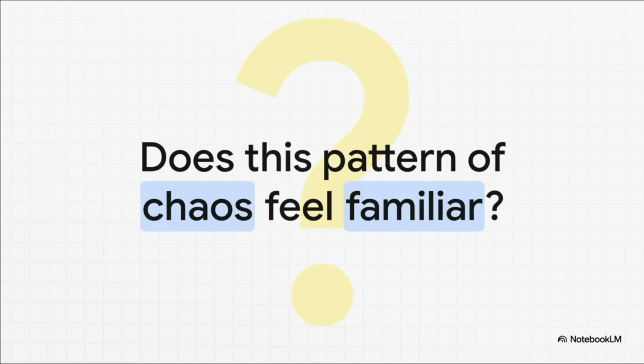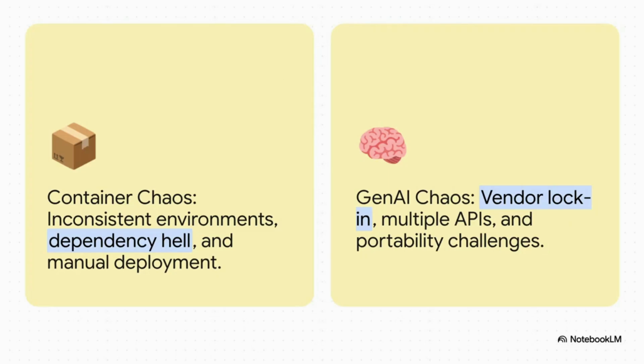Now, if this whole story, this spiral into chaos, sounds familiar, that's because it should. We have absolutely seen this exact pattern play out before in tech. This isn't a new problem, it's just happening in a new space. I mean, just think back a few years to the world of containers. It was the Wild West, total chaos. You had inconsistent environments, dependency hell, manual deployments everywhere. It looks a lot like the GenAI space right now, doesn't it?